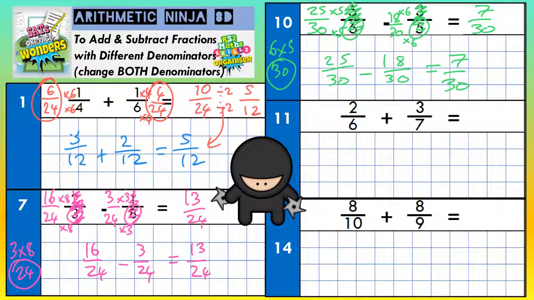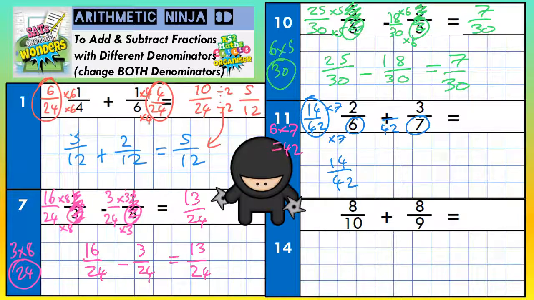Question number 11. We need a common denominator for 6 and 7. Well, if you can't spot it, you can just do 6 times 7. 6 times 7 is 42. So a common denominator would be 42. Let's make them both out of 42. To get from 6 to 42 is times 7, so you need to do exactly the same on the top. 2 times 7 is 14. That gives us 14 over 42.